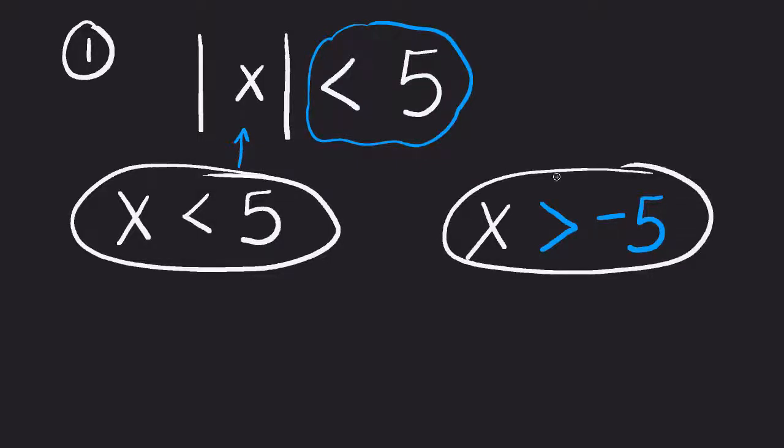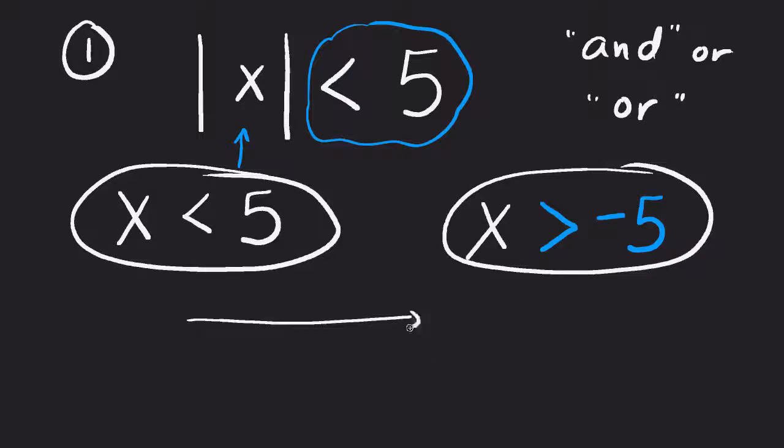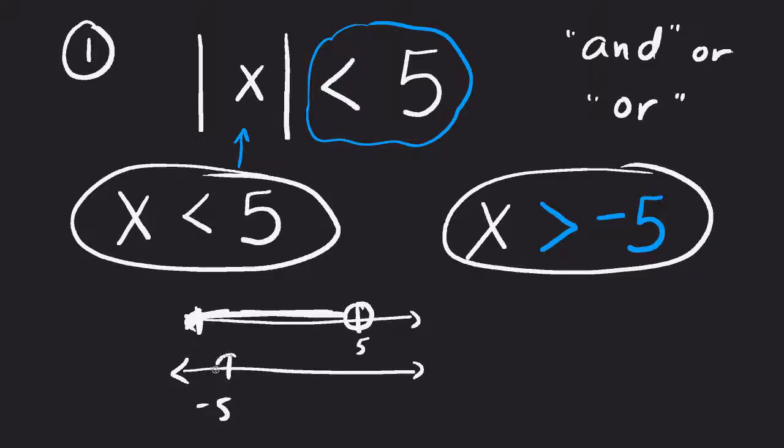Now the question on these is: is this an and or is this an or problem? Meaning, do they go together or do they go away from each other? So let's look at an example of what that looks like. If I looked at some quick little number lines, my first one says I want everything less than the number 5. So open circle, and everything less than that would go this direction. This one says I want everything greater than negative 5. So let's say this is negative 5, and I want an open circle and everything going this way.